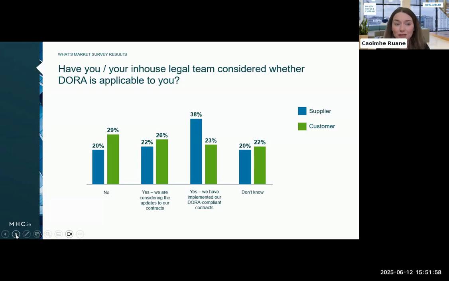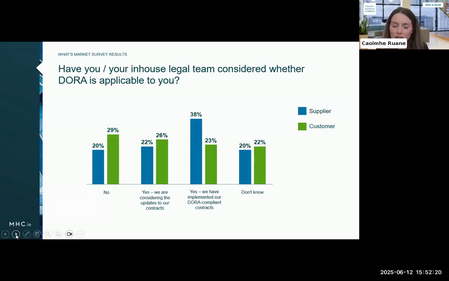So I suppose just to flag that the topic of DORA is really important for our attendees that are working in the FS sector. DORA applies to a wide range of financial firms and also to certain critical businesses providing IT services to those financial firms. Coupled with this, the date for compliance with DORA was actually the 17th of January earlier this year.